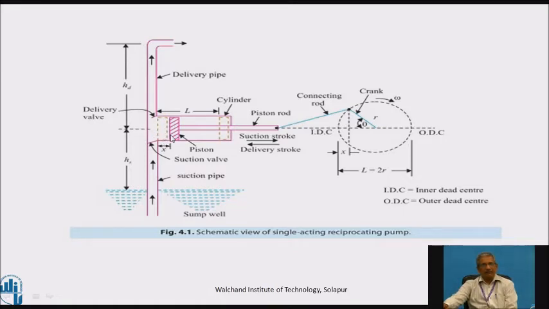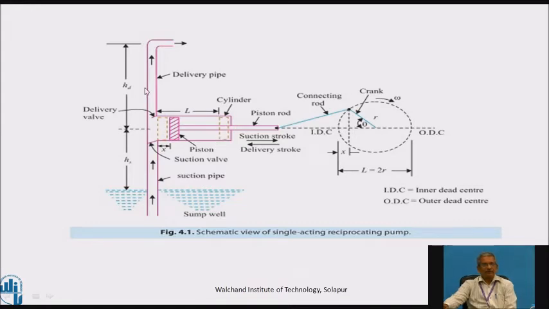When the piston reaches ODC, that is outer dead center, shown as a dotted line, similarly, when it moves from IDC to ODC by 180 degrees, that is the first half of the rotation of the crank, the water will be totally filled in the cylinder towards the left hand side. So this area will be full of water or full of liquid.